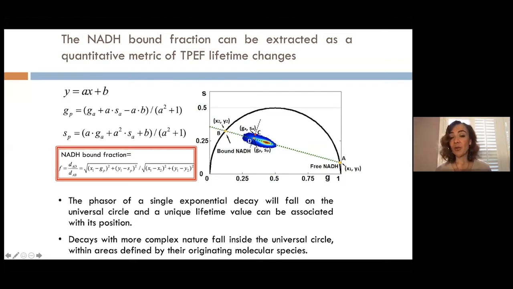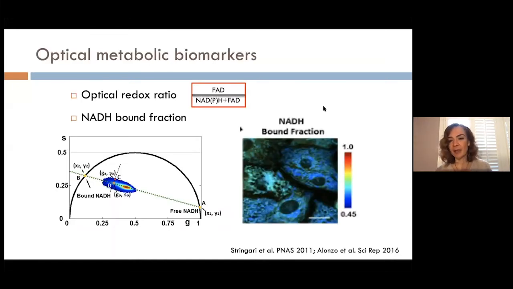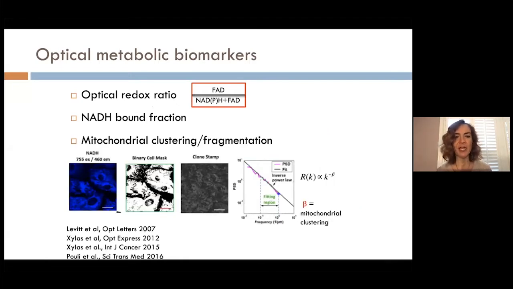So what we do is we use some very simple math. We look at the centroid of our ellipsoid ultimately, and we use that as a metric of NADH bound fraction. And now we can color code our images by our NADH bound fraction. So that's a second metric. The third metric is our mitochondrial clustering metric.